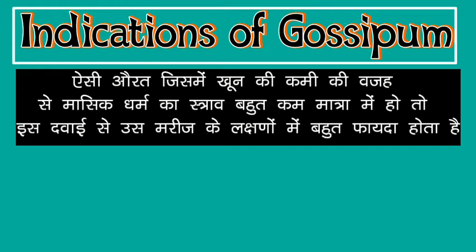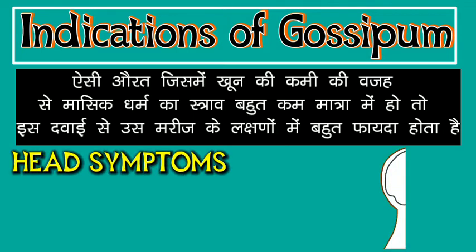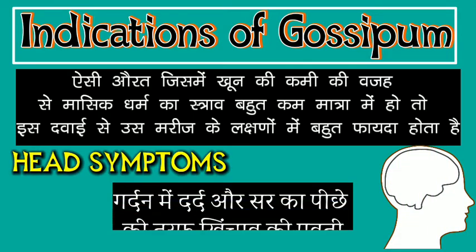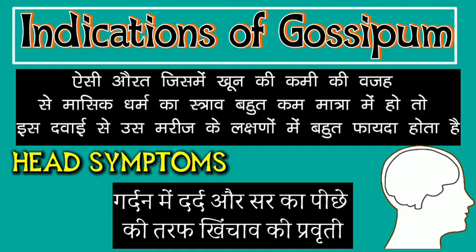Gossypium will relieve tardy menses, especially with the sensation that the flow is about to start and yet does not do so. Tall, bloodless patient with nervous chills. Head symptoms of Gossypium are pain in the cervical region with a tendency for the head to draw backward, with nervousness.